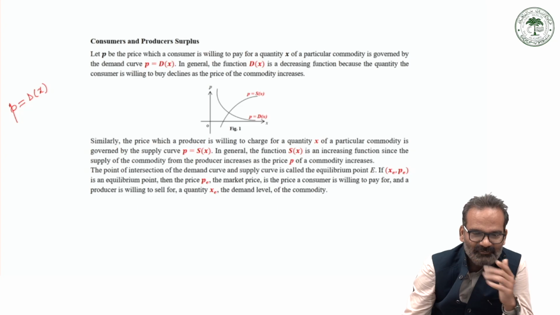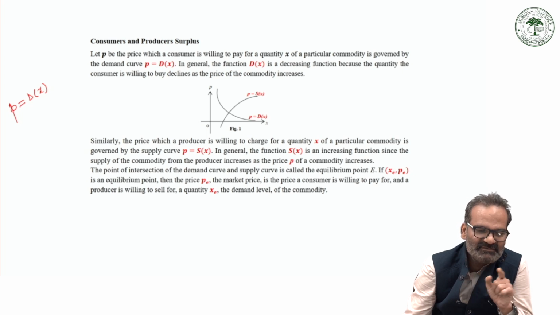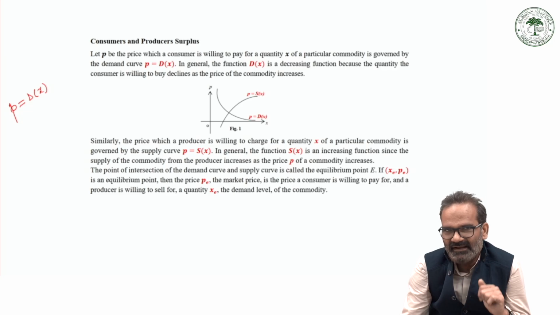What does it mean? P is the price which a consumer is willing to pay for a quantity X of a particular commodity, governed by the demand function that is written as P = D(x). P is the price, D I am taking here because this is a demand function; you can take any other letter. D for demand, X is the quantity demanded by the consumer, right?